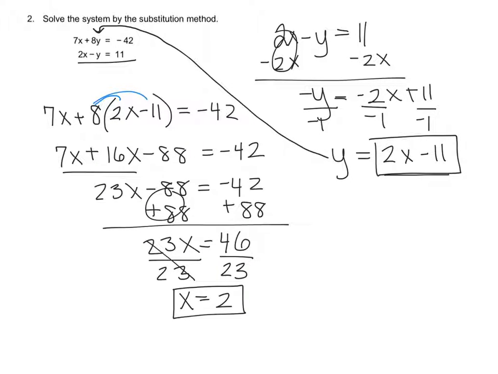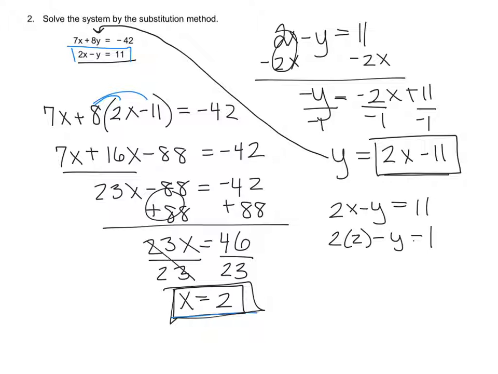Now I want to solve for y because the solution to a system is an xy ordered pair. I found the x, so I'm going to take the value for x and plug it into my second equation to solve for y. My second equation is 2x minus y equals 11, and I'm going to substitute that x equals 2 into the equation, so I get 2 times 2 minus y equals 11.